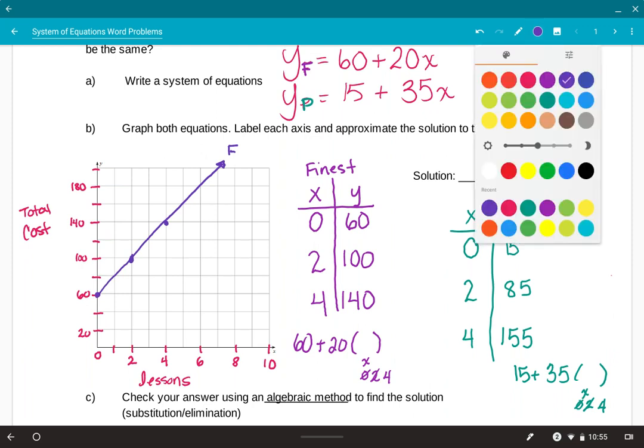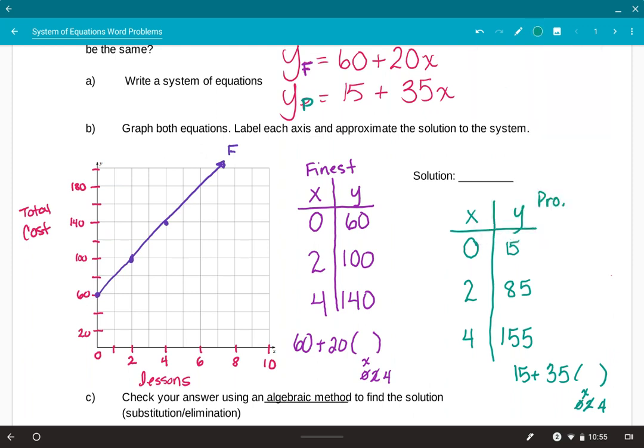And we're going to do the next one. So at 0, it's going to be at 15. So it's not in the middle, it's a little bit above the middle. At 2, it's 85. So this is 60, 80, a little bit above it. And at 4, it's 155. So 140, one above it, 160. So it's going to be about right here.